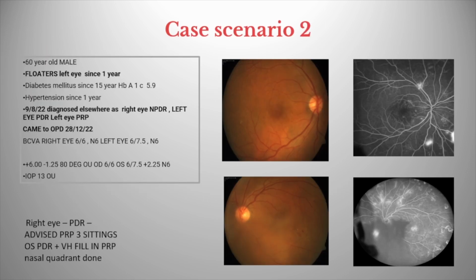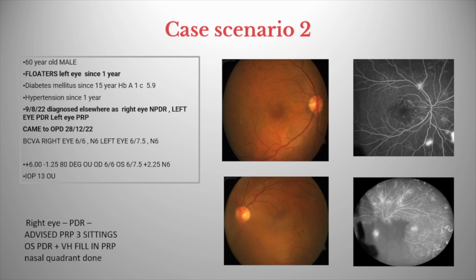This is case scenario number 2, of a 60-year-old male who complained of floaters in the left eye for 1 year. Diabetes mellitus was present since 15 years and hypertensive since 1 year. On 9th of August, he was diagnosed elsewhere as right eye NPDR and left eye PDR. In the left eye 3 sittings of PRP were done. He came to our OPD on 28th of December with visual acuity in the right eye of 6 by 6 and in the left eye 6 by 7.5.